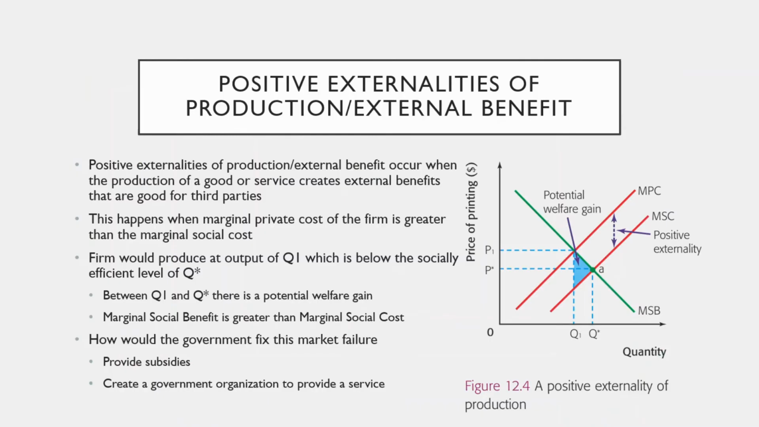order. So when we're looking at this graph right here for positive externalities of production, they give external benefits when the production of a good or service creates external benefits that are good for third parties. This happens when the marginal private cost of the firm is greater than the marginal social cost. Firms would produce an output Q1, which is below the socially optimal level of Q star. So because of that, there needs to be some kind of government response to fix the externality, to internalize the externality. Let's go into more depth about the graph right here.